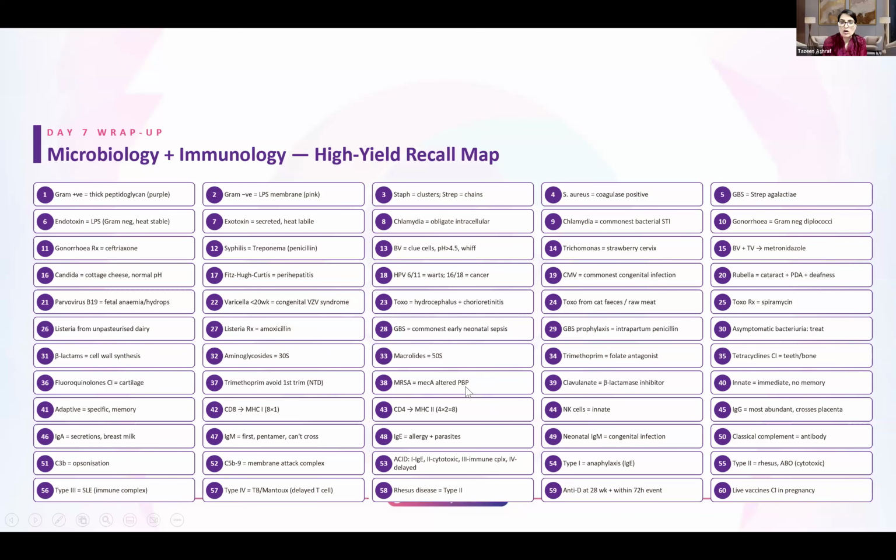CD8 is expressed on major histocompatibility class 1, CD4 on major histocompatibility class 2. Natural killer cells are the innate. IgG crosses placenta. IgA is basically in the secretions. IgM is the first pentamer, okay, which is there.